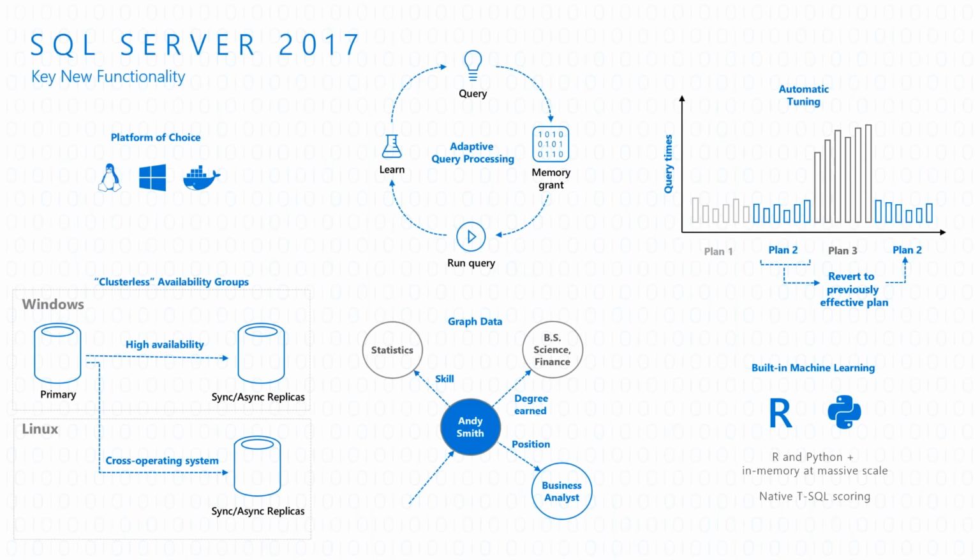Look at this picture here. If you start from the top left-hand corner and go to the right and then circle back to the left at the bottom, you can see we now have platform of choice for you. We have features like adaptive query processing and automatic tuning for intelligent performance within the database engine. We have clusterless availability groups. I'll touch a little bit on that later in the presentation. We now have graph data types built into the T-SQL language. And then taking things like machine learning and baking them and co-locating them with the SQL Server engine for R and Python and things like native scoring.